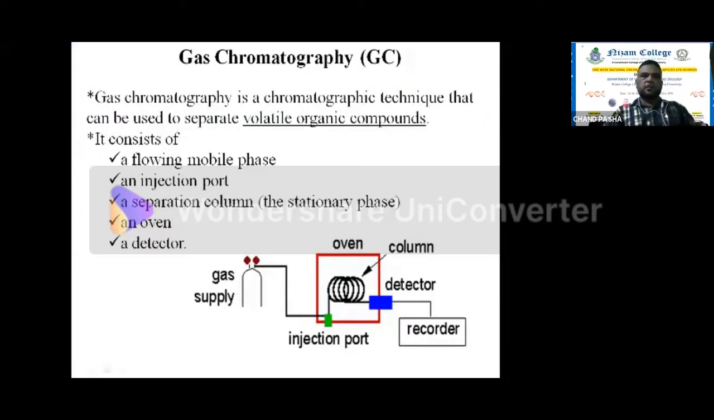Gas chromatography is the chromatography technique that can be used to separate volatile organic compounds, and it should have a mobile phase in the gaseous state. An injection port must be there, as usual, like in your HPLC. A separation column must be there. This is the stationary phase. And an oven.